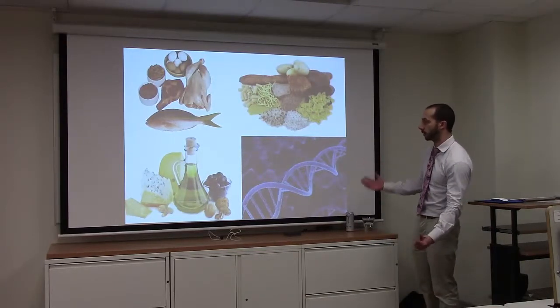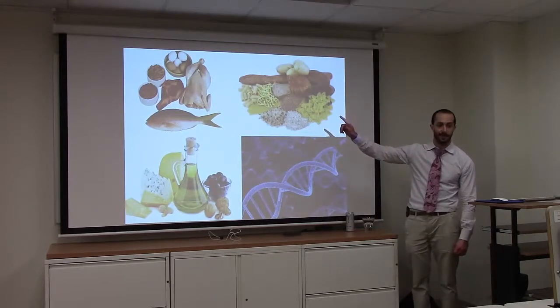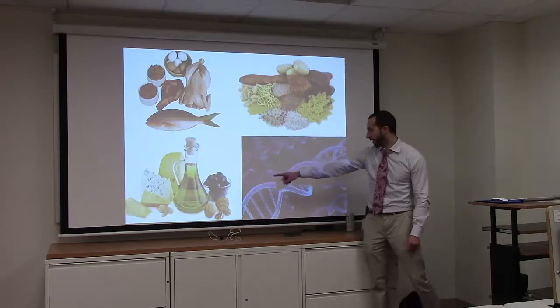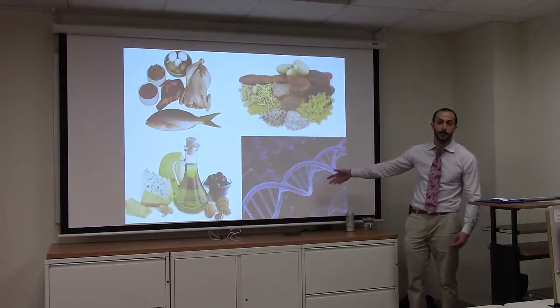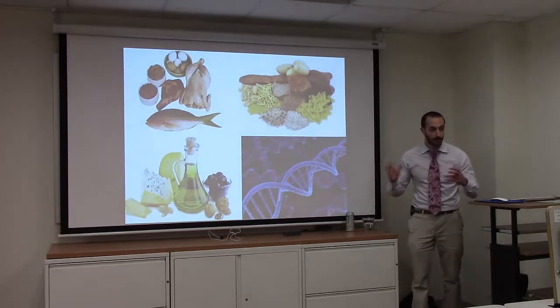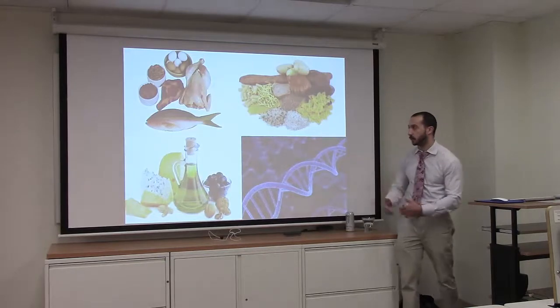So here are our 4 main groups of macromolecules, okay? Top left, proteins. Top right, bottom left, lipids and fats. Bottom right, nucleic acids. So these are the building blocks of us. From these 4 things in small molecules, you can make us. And they work in ways that we can predict.